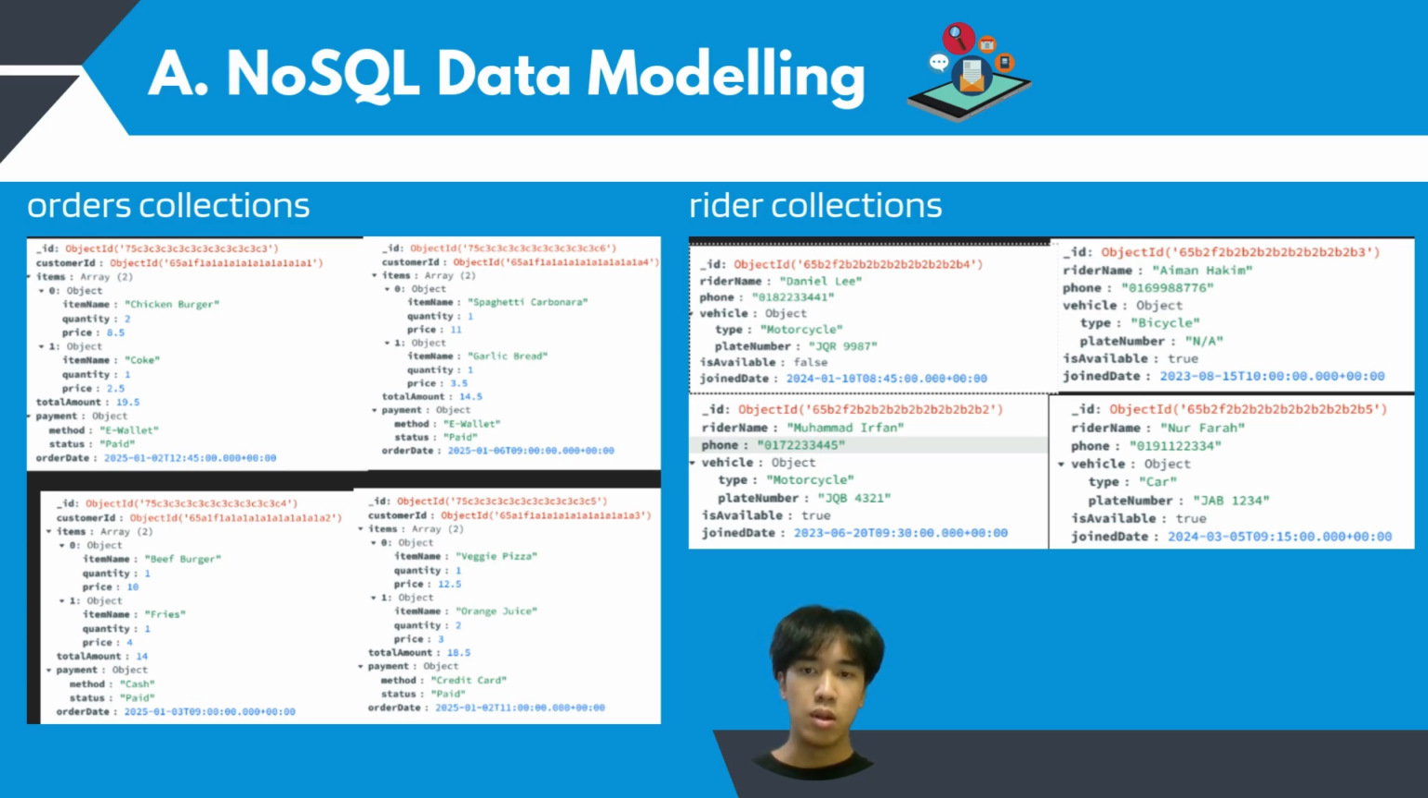We also use the appropriate MongoDB data types such as number, boolean, date, object, and array to ensure data accuracy and clarity. In a nutshell, our NoSQL data model balances performance, flexibility, and scalability, making it suitable for a real-world delivery record system.